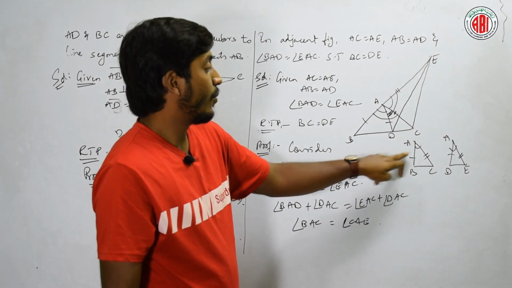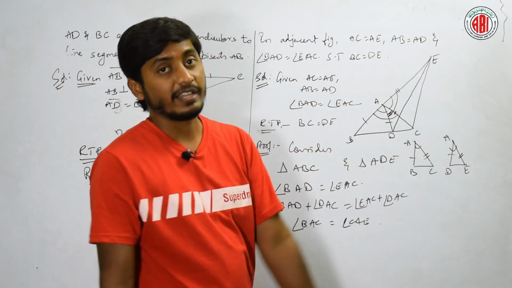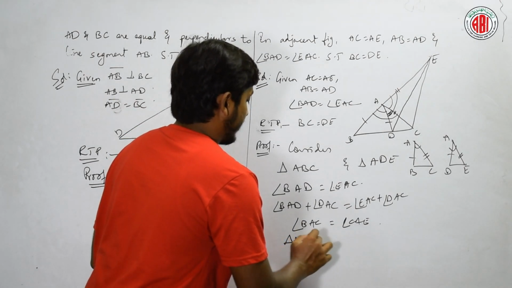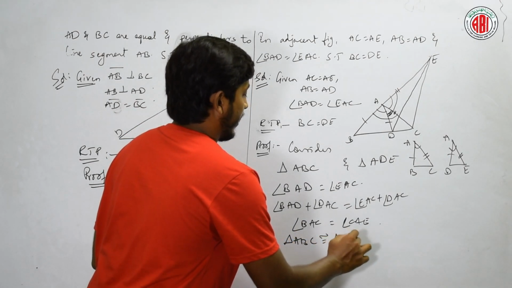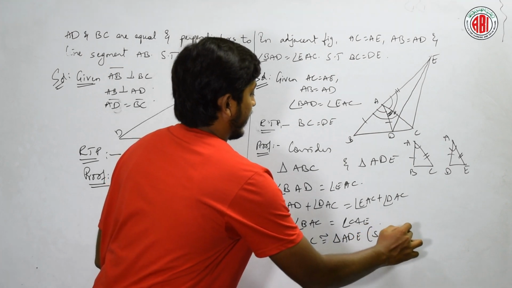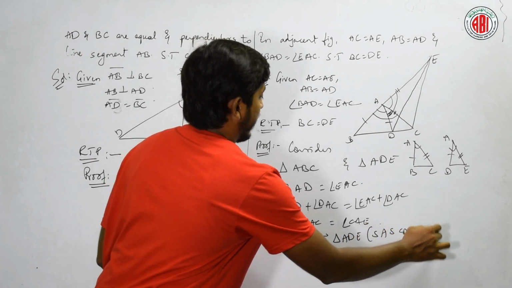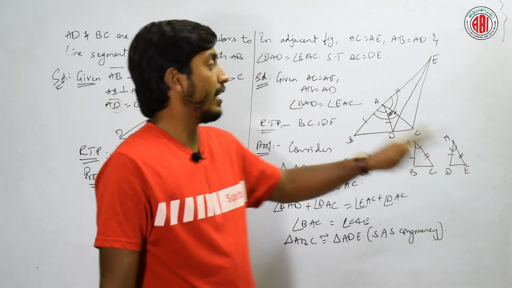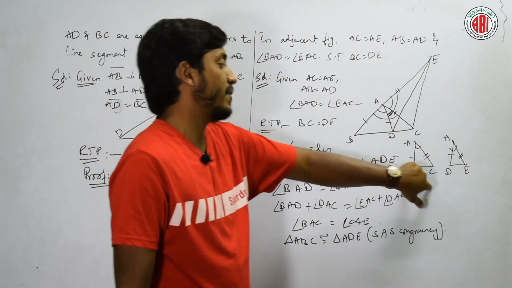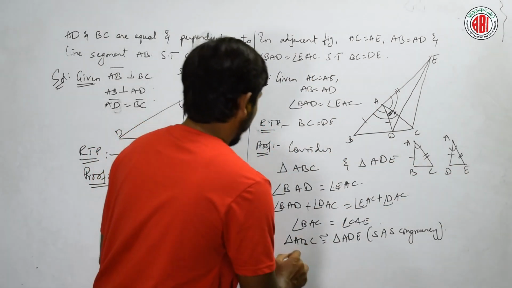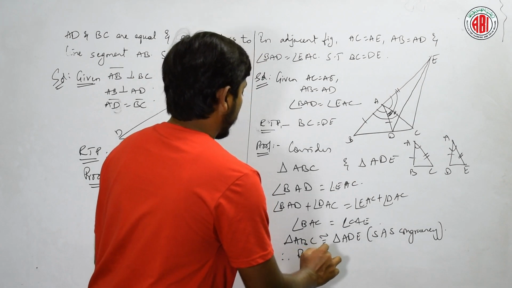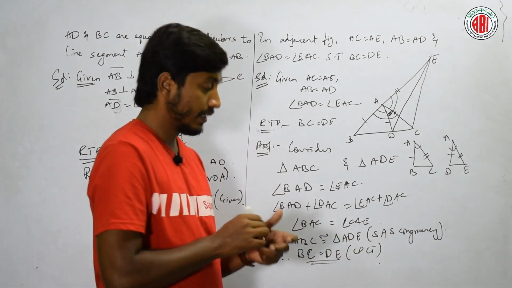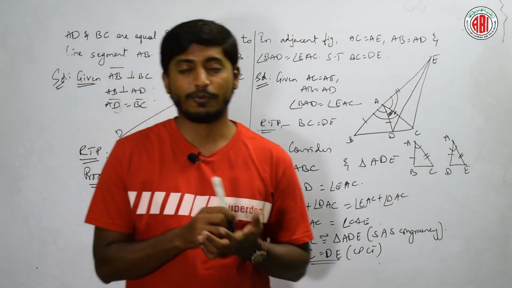Now just tell me, one side is equal, one angle is equal, one more side is also equal. Therefore, we can tell this as triangle ABC is congruent to triangle ADE by SAS congruency. Clear? Yes or no? If both the triangles are congruent, obviously their corresponding parts are also equal, that is BC equal to DE. Therefore, BC is equal to DE by CPCT. Is it clear? Did you understand? Shall we move to the next problem?